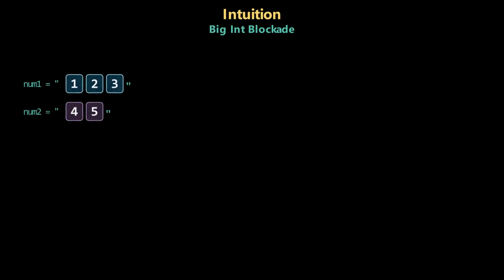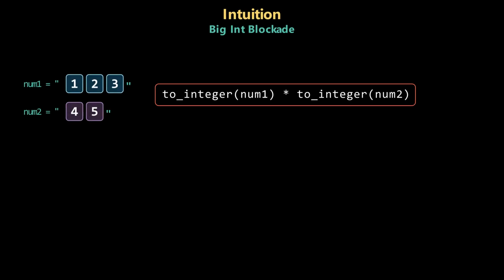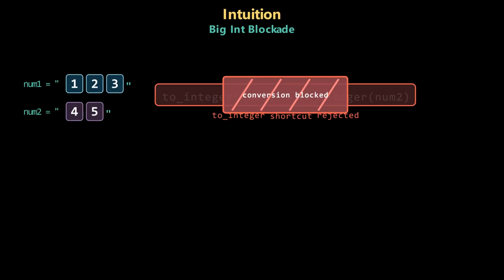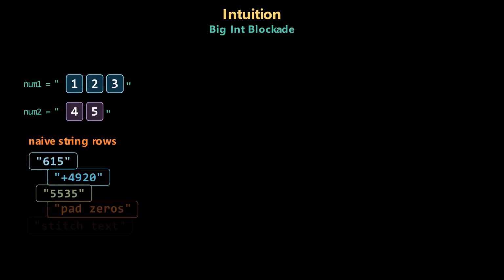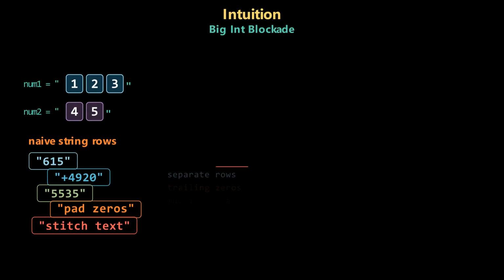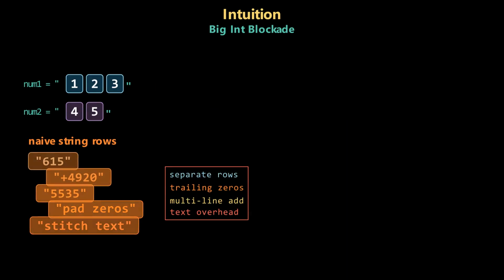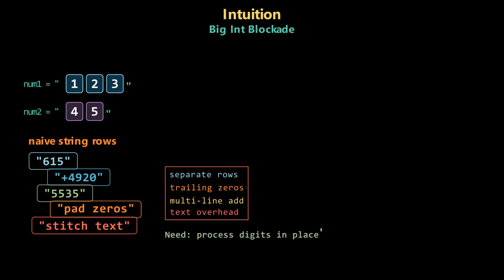You are tasked with multiplying two numbers given as strings without using any direct conversion shortcuts or big number libraries. If your immediate instinct is to copy the manual method we learned in grade school, creating independent intermediate rows for each digit, padding them with 0 characters, and progressively running a multi-line addition, you will struggle with heavy text manipulation overhead. We need a way to process these digits silently in place.